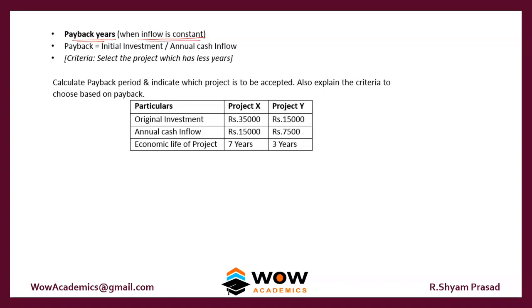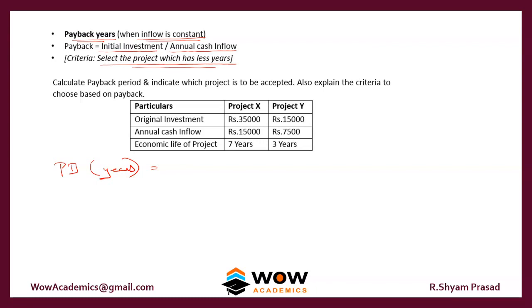So the formula works like this: payback equals to initial investment divided by annual cash flow. So the answer that you will get is payback in years. That's what the answer refers to. Okay. So the selection criteria is select the project which has the less years. Okay. So the lower the better.